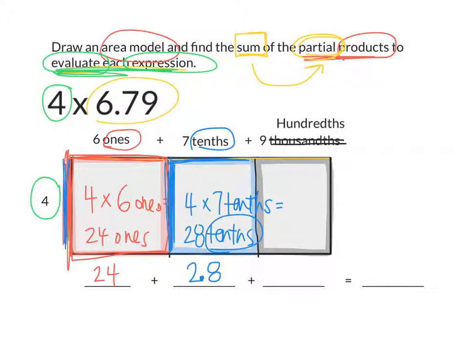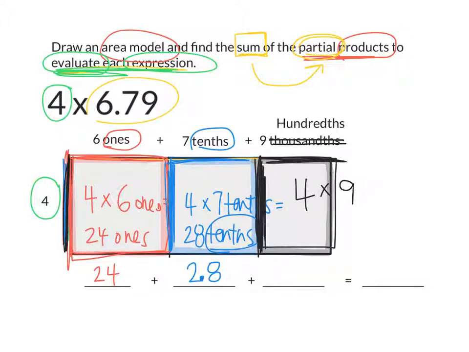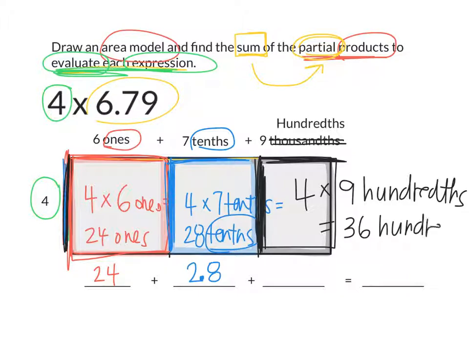Moving on to the black portion of our rectangle. What is the edge, this edge right here? How much? 4. Very good. And then across the top this time it's 9. 9 what? Hundredths. If I make 4 copies of 9 hundredths, how many hundredths do I have? 36 hundredths. It's super important to write the units every time.